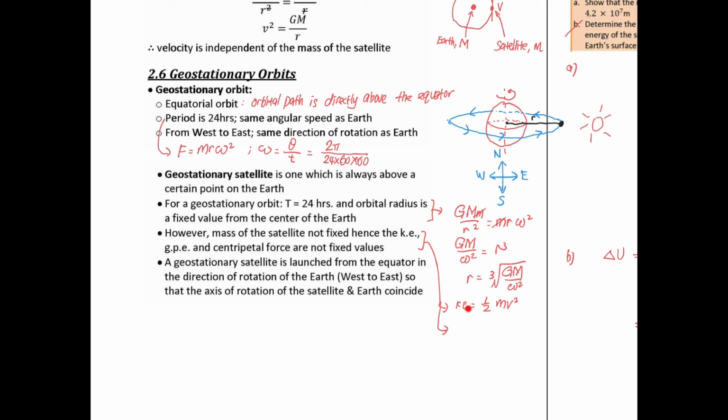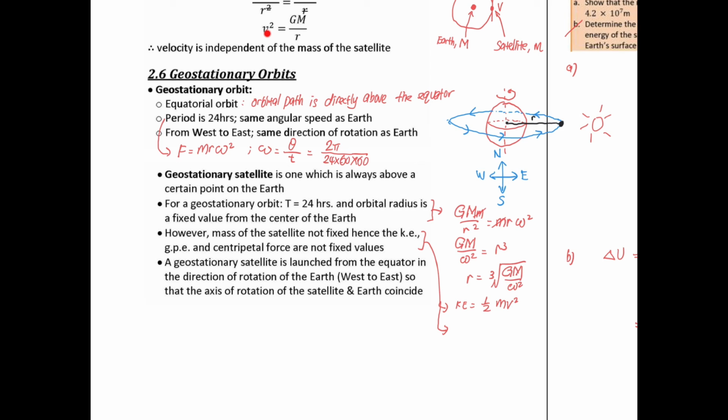We say kinetic energy is not fixed because m is changing. But don't forget that v is constant here. You look at the formula up here: v squared equals GM over r. G is a constant. M is the mass of the Earth, which is a constant. R, we already discussed, they said the radius is a fixed value. So GM over R is fixed, and hence v is a fixed value also.